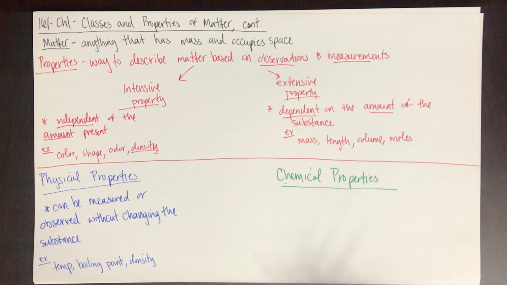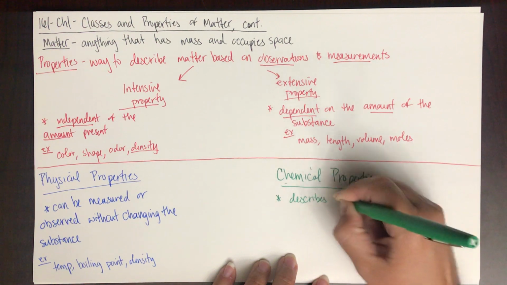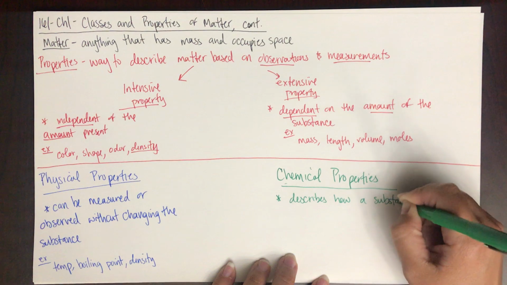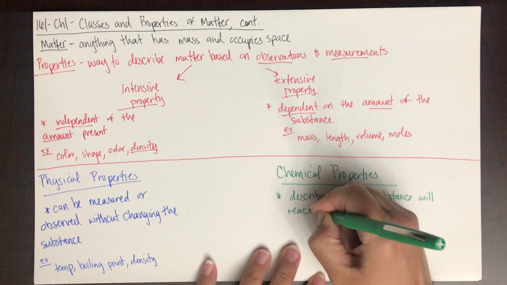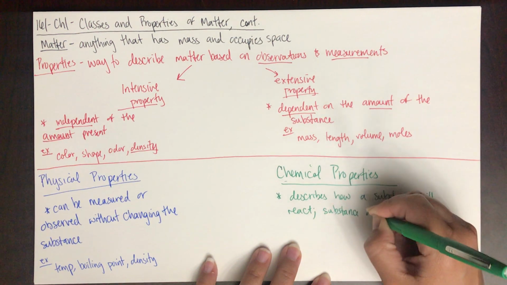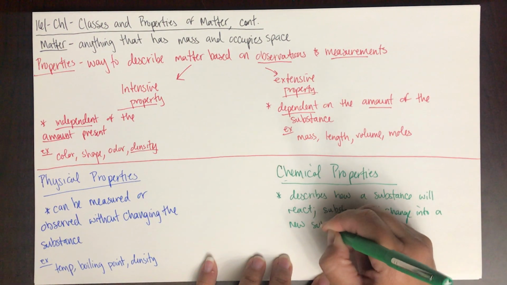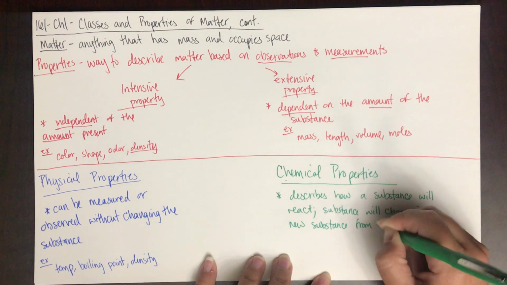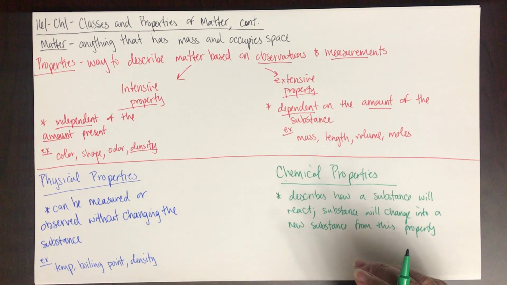A chemical property is a property that describes how a substance will react, and the substance will change into a new substance from this property. We're going to spend a lot of time on this when we're looking at chemical reactions.